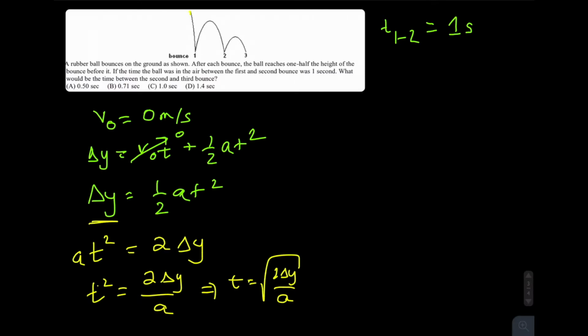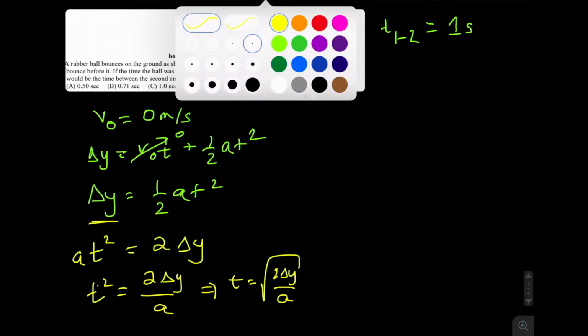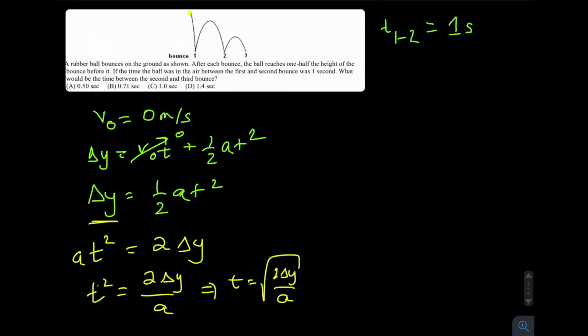So at this point right here at the top. But what we're given in the question is that we want to find half as much, right? So that means we want to find half of delta y. And what that means is we're going to again solve for 1/2 at squared, because that's just going to give us the displacement in the y direction that we're going, right?